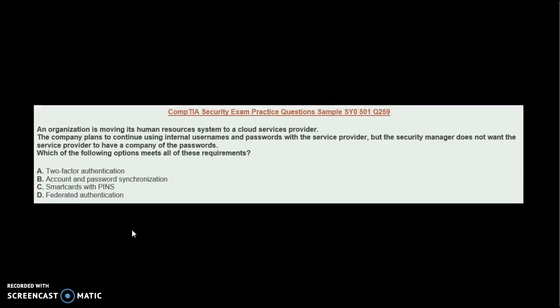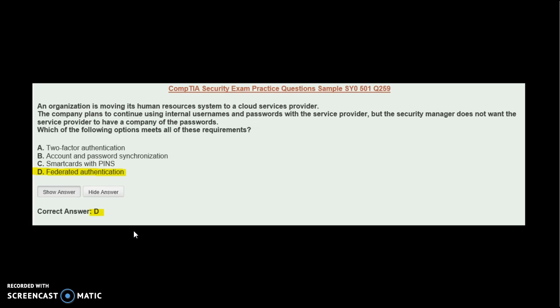An organization is moving its human resource system to a cloud service provider. The company plans to continue using internal usernames and passwords with the service provider. But the security manager does not want the service provider to have a copy of the passwords. Okay. Which of the following options meets all these requirements? It is federated authentication.